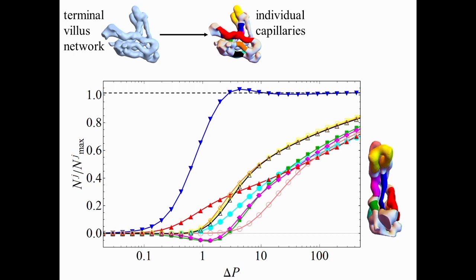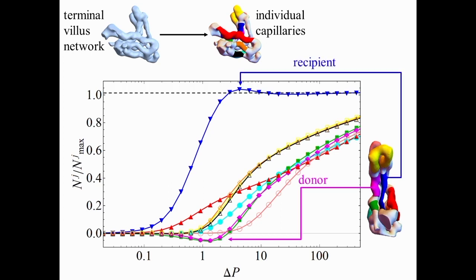And we can explain this with a donor-recipient mechanism. What's happening is that these capillaries here, for example the magenta one, act as a donor, and this blue one acts as a recipient, which is due to a flow-counterflow effect.